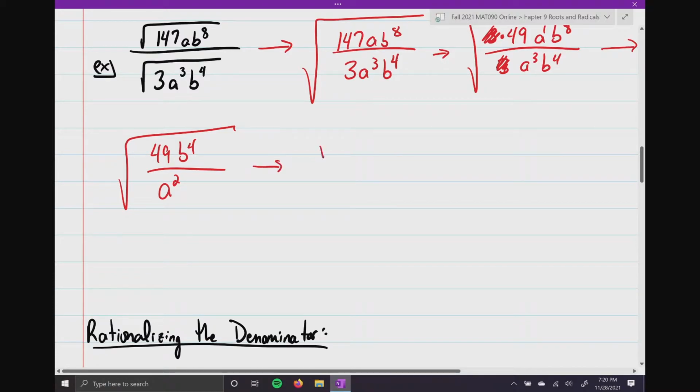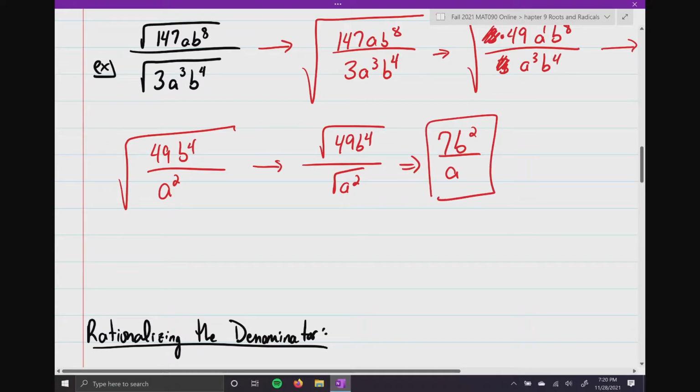Now, I'm just going to separate, because I can easily see the square root of 49 is 7. The square root of b to the 4th is b to the second, over the square root of a to the second is just a. So 7b to the second over a. Now, all these examples that we just did are the really nice ones. They're the ones that make us feel really good because it's just simplifying something.